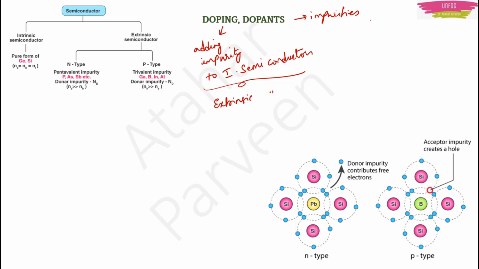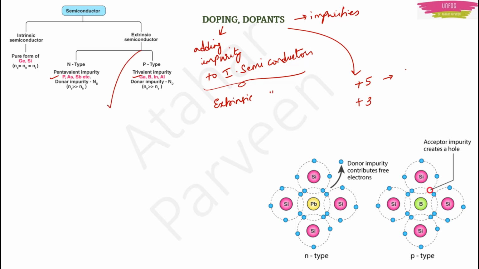It's not like this. Usually these dopants are pentavalent, meaning they have valency 5, or they are trivalent, meaning they have valency 3. Examples for pentavalent: phosphorus, arsenic, antimony, etc. And for trivalent: gallium, boron, indium and aluminium. So keep this in mind, because anything can be asked in your question as an MCQ. Okay. Now we are talking about extrinsic semiconductors, right?